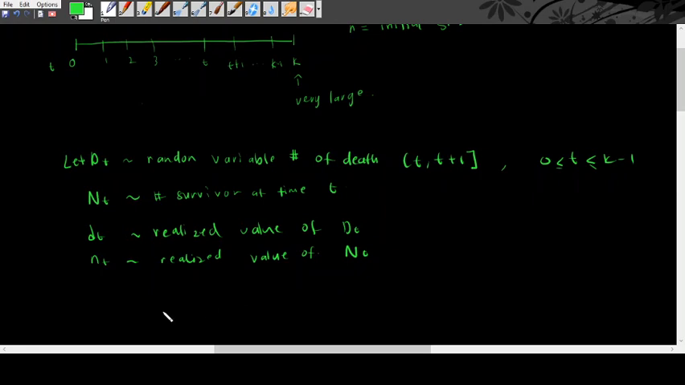You also have to note that n0 should be equal to n, and nk should be equal to 0. At time 0, everyone survived, and then at time k, everyone already died. So from here we can say that n(t+1) is actually equal to nt minus dt for any t which is equal to 0, 1, 2, and so on up until k minus 1.